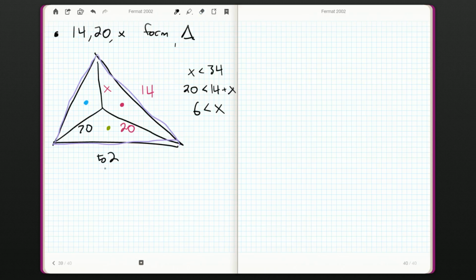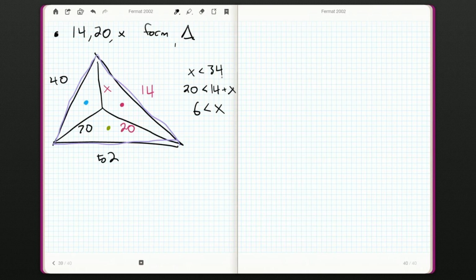And by our reasoning before, that means 52 has to go here. 40 will have to go here. Now 40, 14, and 52, that's fine. That's a good triangle. 70, 20, and 52, that's another good triangle. So we just need to ensure that 70, 40, and x are a good triangle.